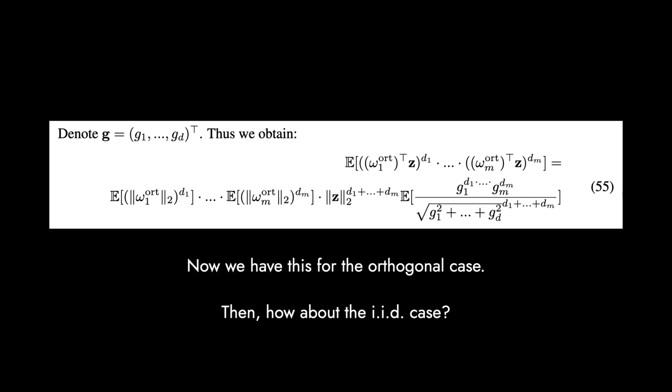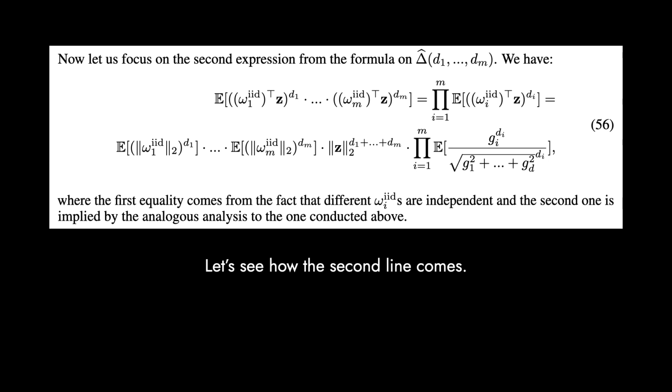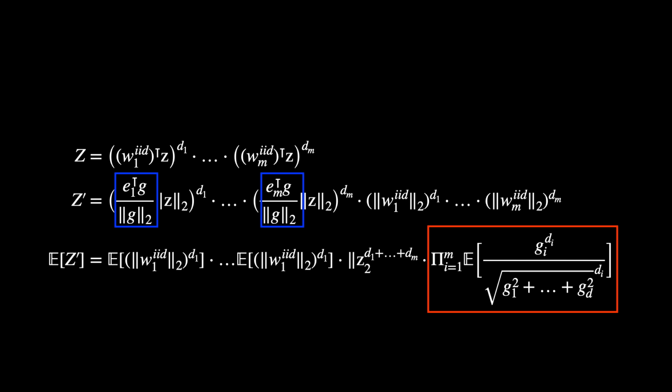Then how about the IID case? Here we use the independence of IID samples. Let's just see how the second line comes. Here, we don't need canonical basis vectors for IID samples, but for simplicity, we can use any fixed deterministic unit length vector. For the details, please refer to the comment in the open review. In this way, we similarly get factorized terms except the last expectation term.